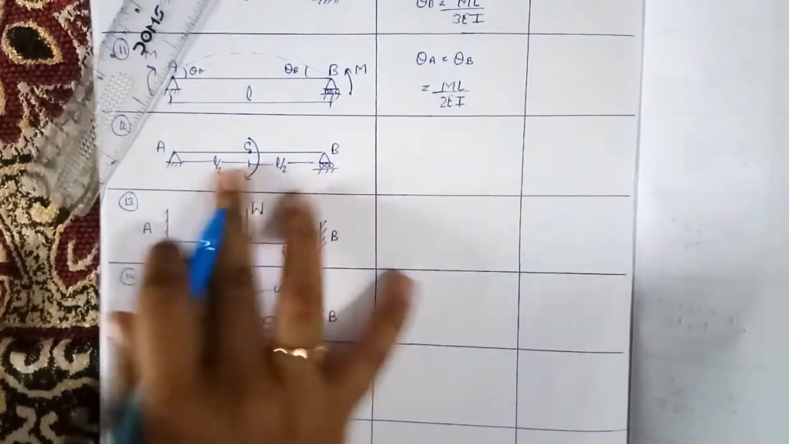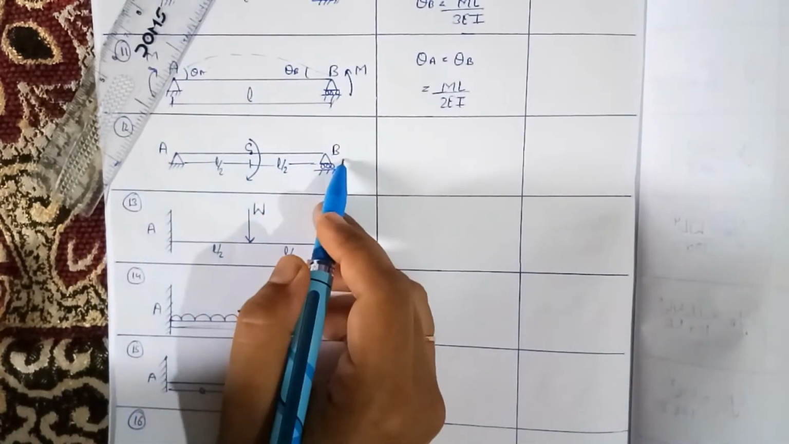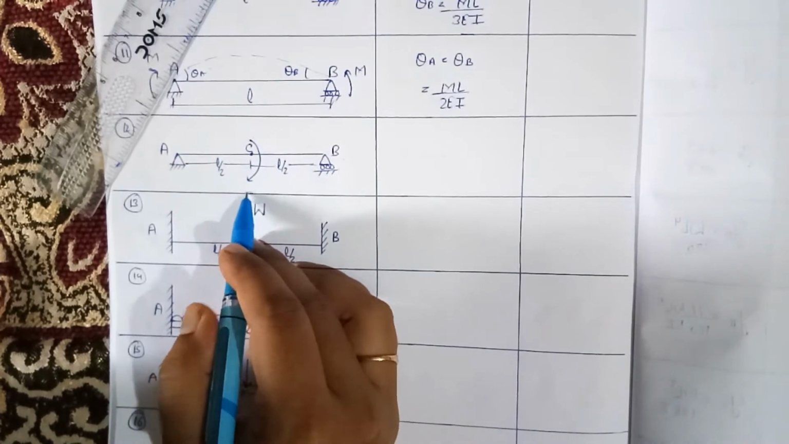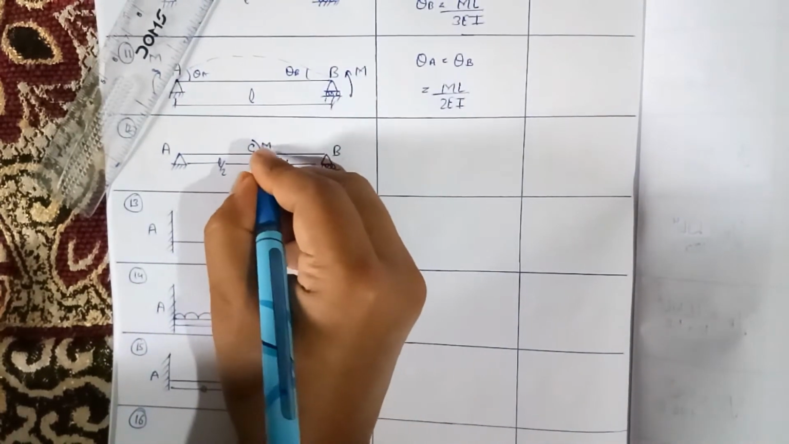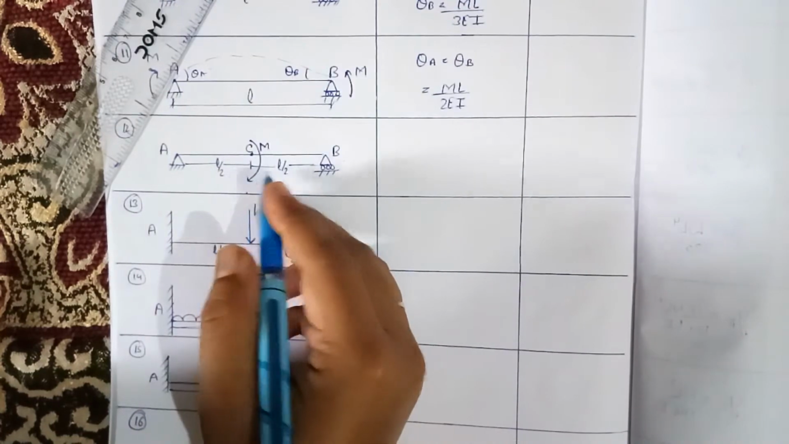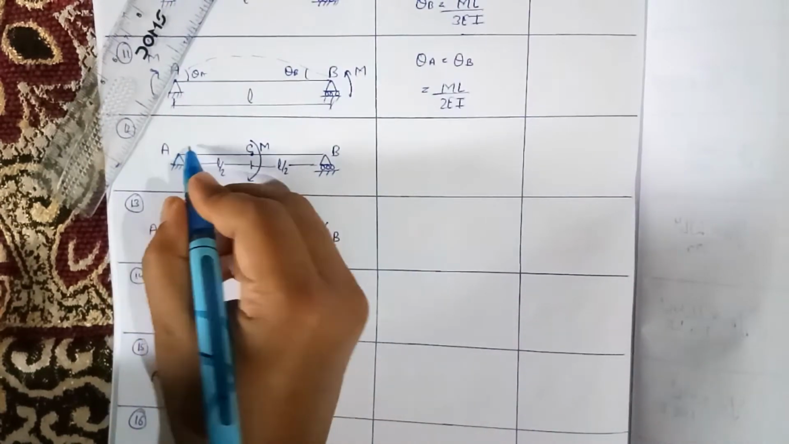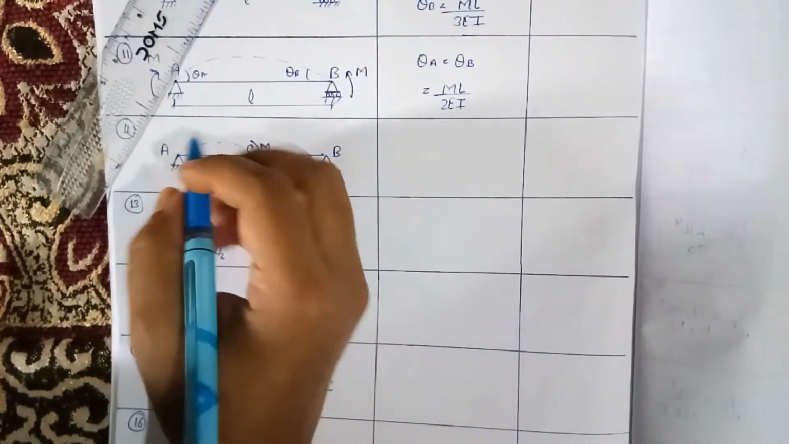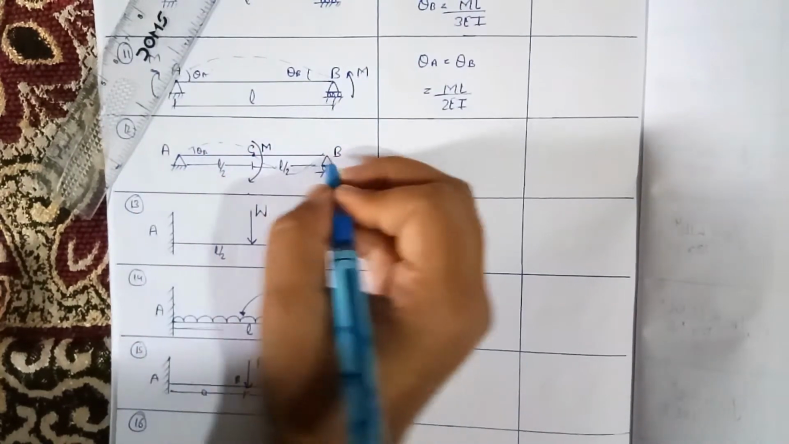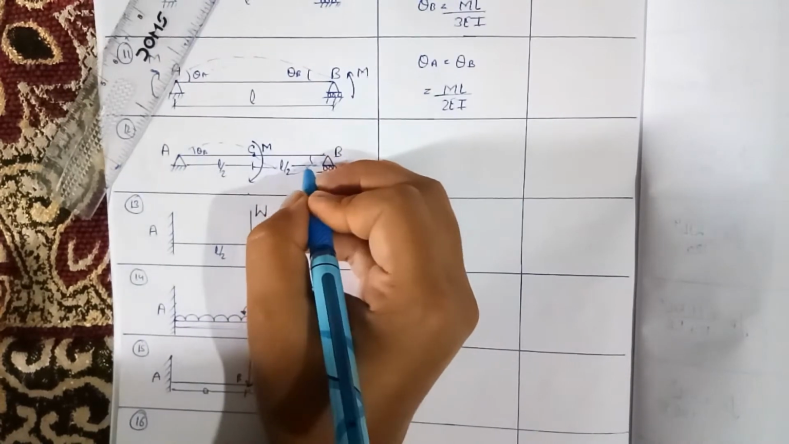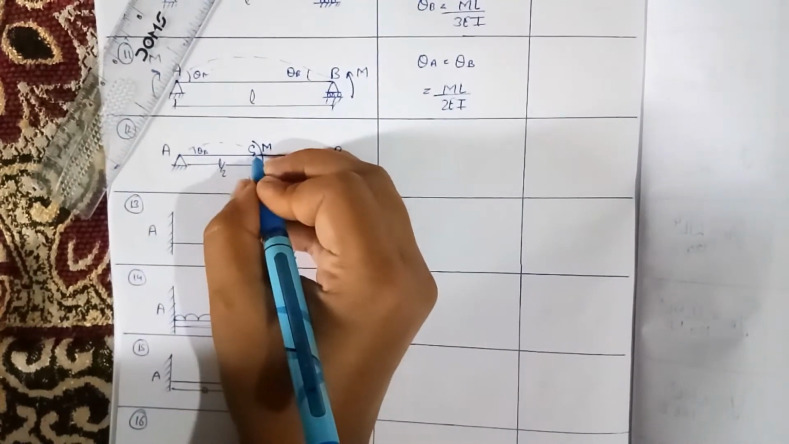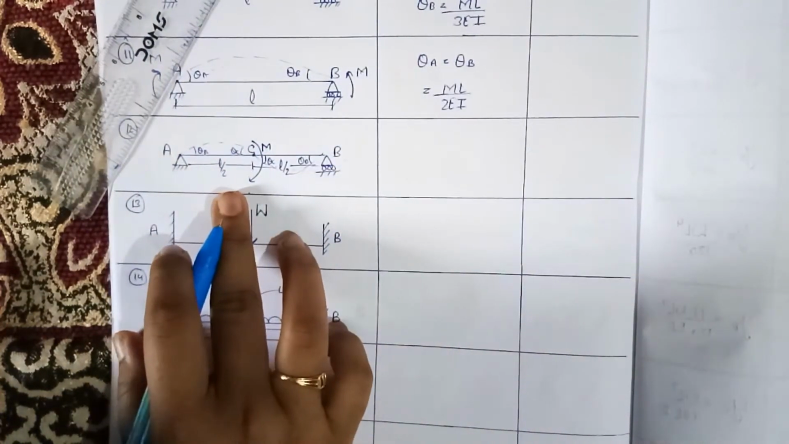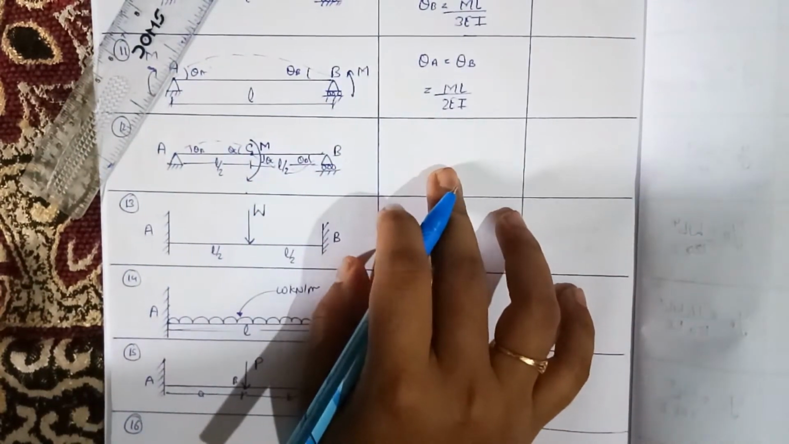Next we will see our 12th case, that is, a simply supported beam where the moment is applied at the central portion. If the value of this moment is equal to M and it is applied at the central portion, then the value of slope will be like this. Here it will be theta A and here it will be theta B. If this is joint C, then it is theta C here. So in that case we will see the value of theta A, theta B and theta C.